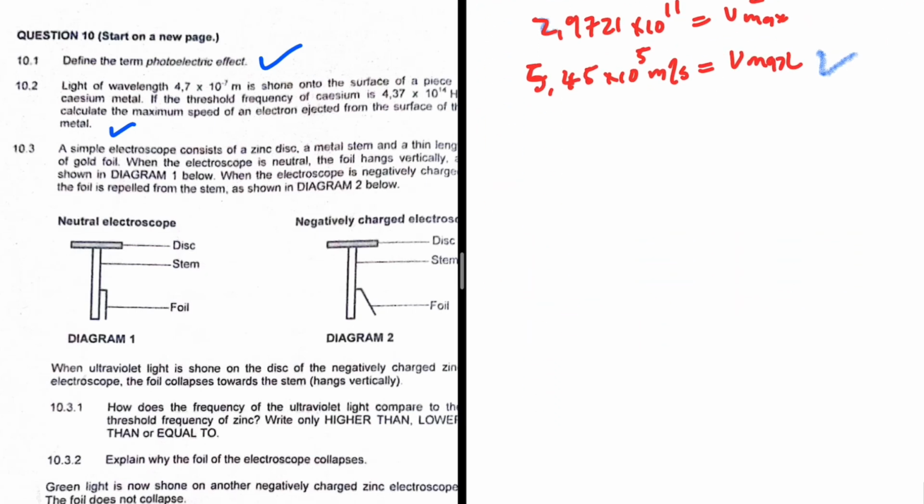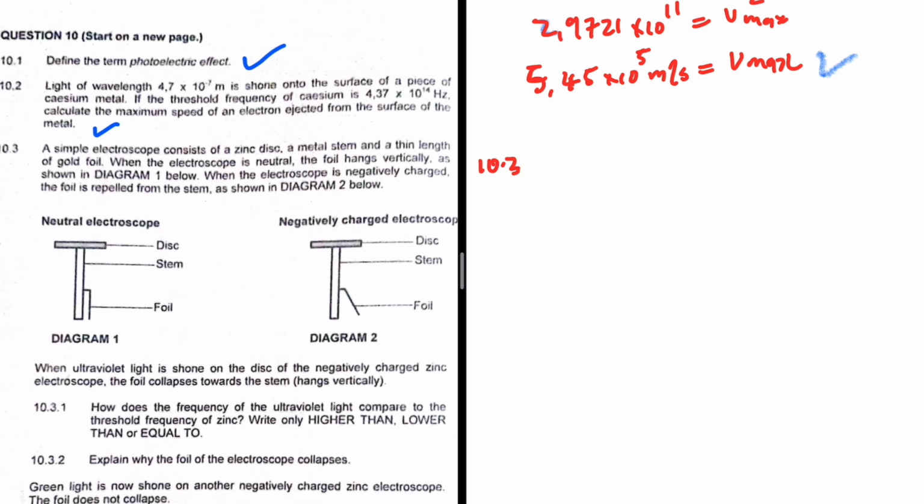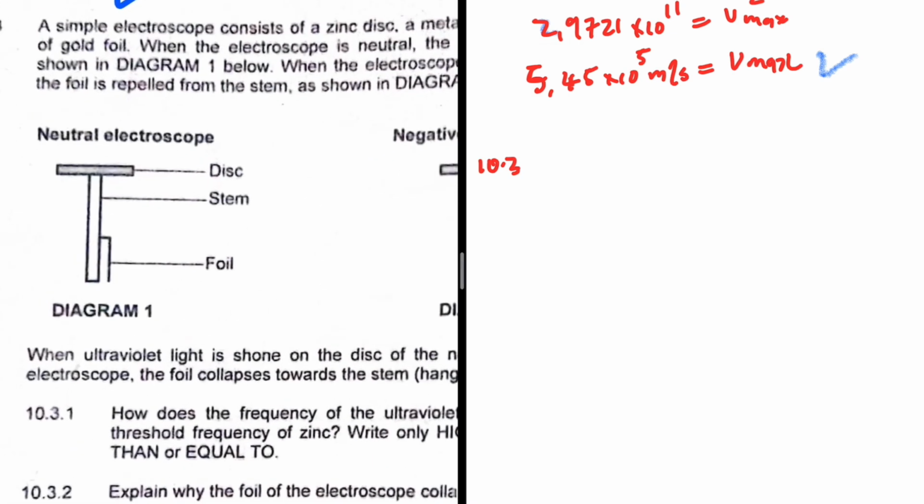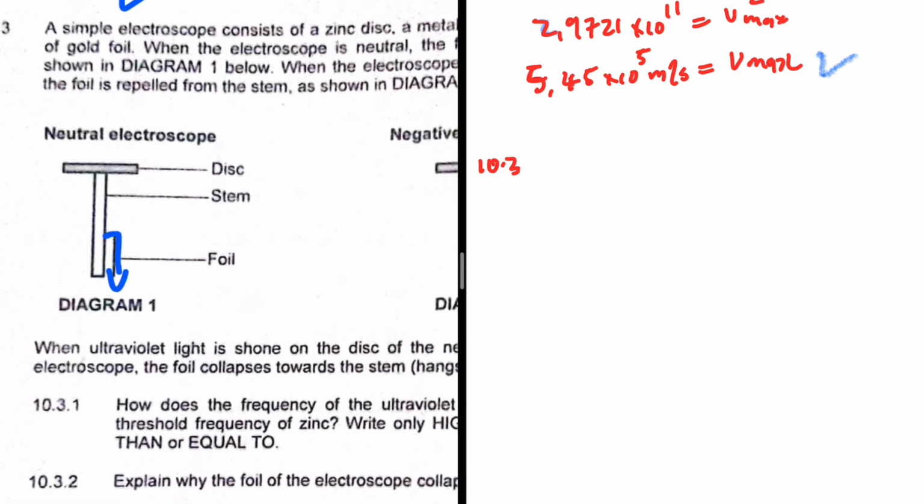Okay, let's take a look at 10.3. A simple electroscope consists of a zinc disc, a metal stem, and a thin length of gold foil. When the electroscope is neutral, the foil hangs vertically as shown in diagram 1, straight downwards.